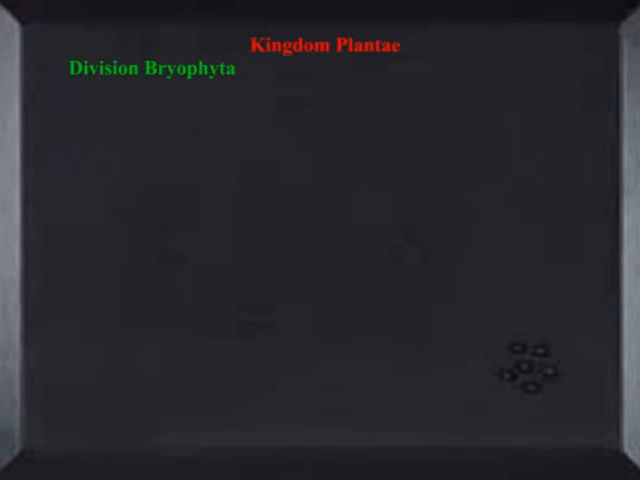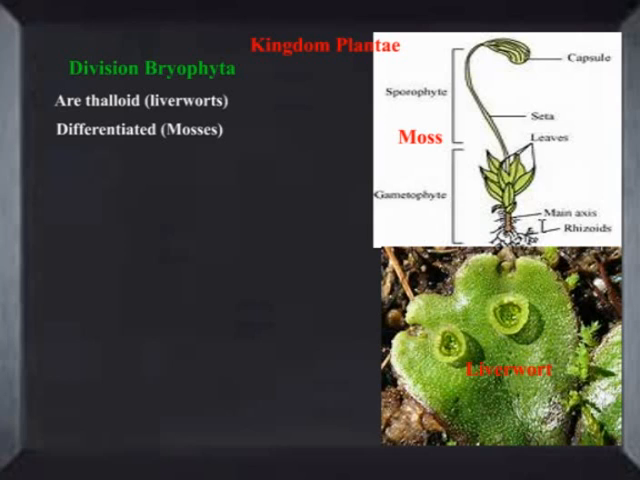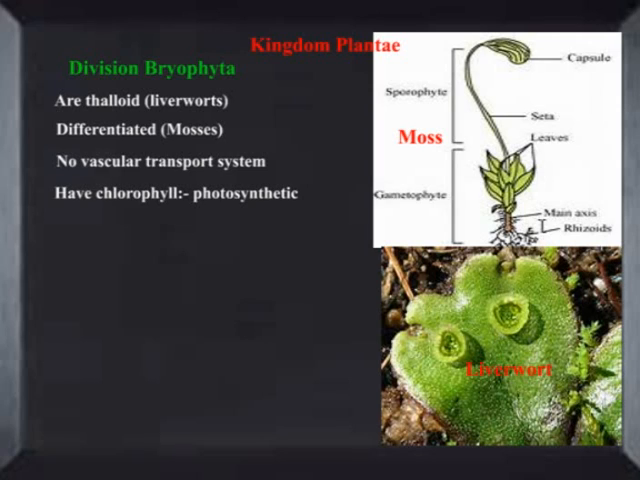Division Bryophyta. Now, the division Bryophyta include mosses and liverworts. They have the following characteristics. They are thalloid, as in liverworts, or differentiated into simple leaf-like and stem-like structures like in mosses. They lack a vascular transport system. They contain chlorophyll and hence are photosynthetic. They have developed rhizoids for anchoring and absorbing water together with dissolved mineral salts. Now on your screen we have the Funaria, that is the moss plant, and the liverwort.